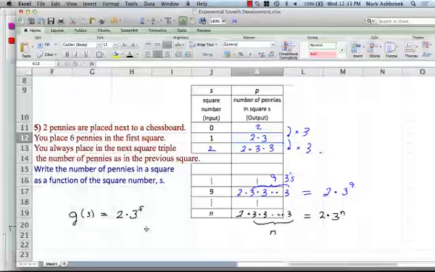Okay? So the exponent, what? It's just to tell us how many times we multiply the growth factor together. The exponent just tells us how many times we multiply the growth factor together. Any questions on that? Yes, sir.